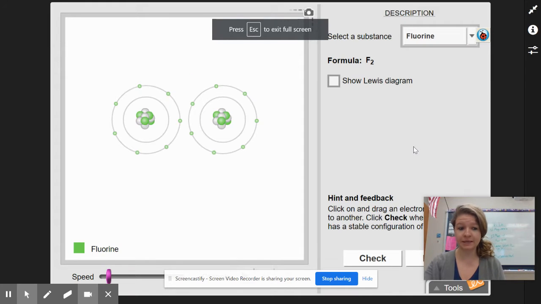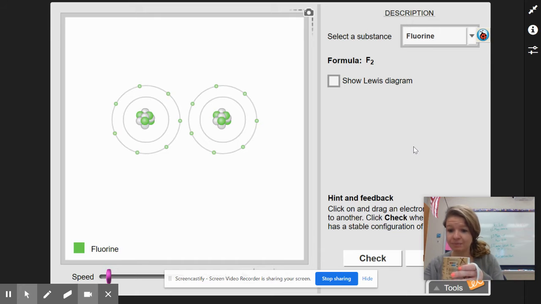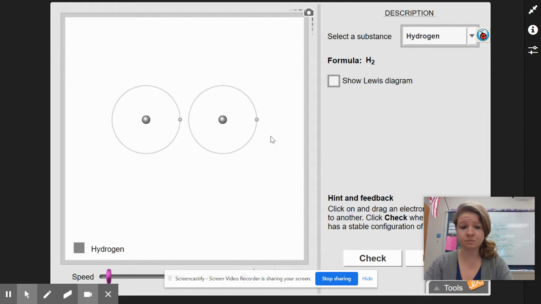So go to your gizmo. If you need a second to pause the video to open explorelearning.com, that's fine. Go ahead and do that now. But go ahead and open your covalent bonding gizmo. Now, we did this on Tuesday, but let's review. Here's our hydrogen electron dot structures. We have our nucleus, one electron.